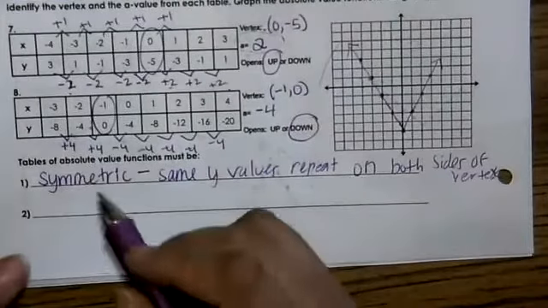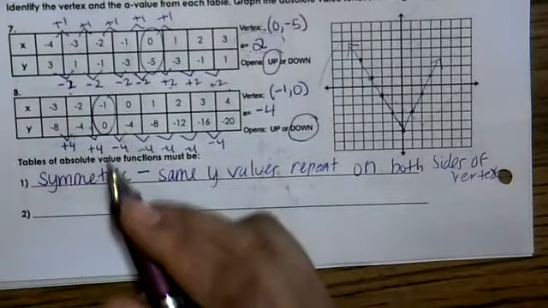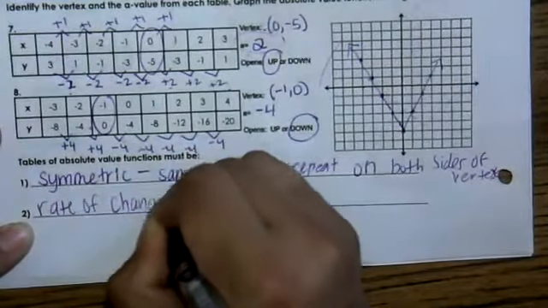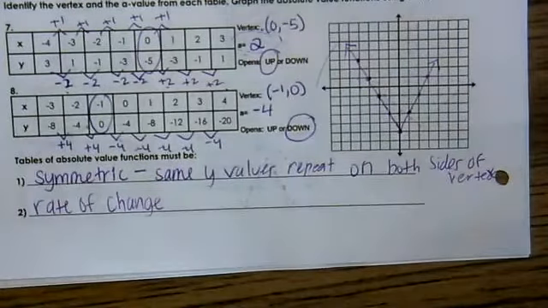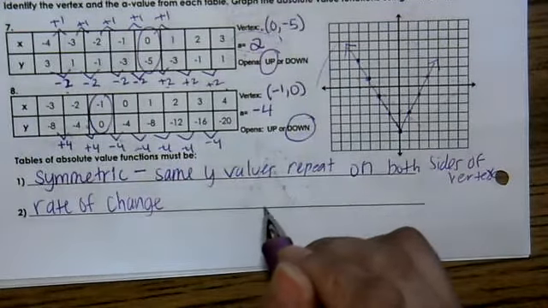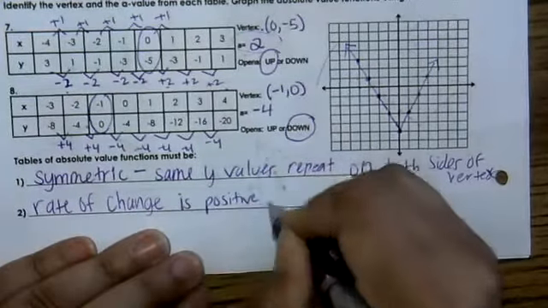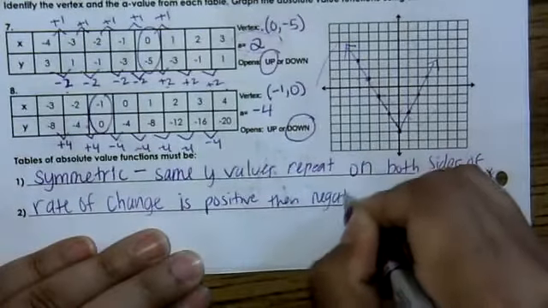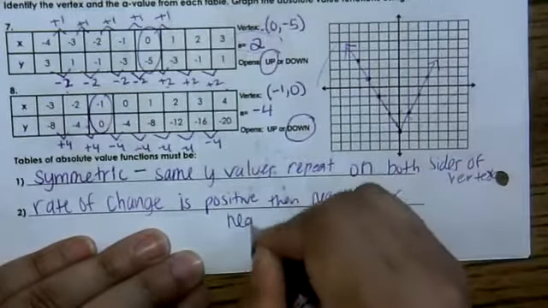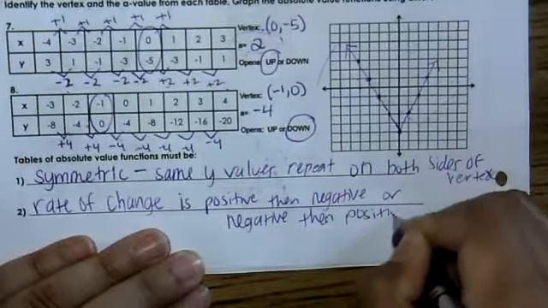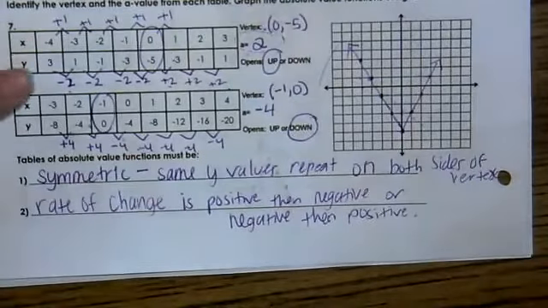Okay, and then the second thing is it reminds us of linear, that the rate of change is constant. So rate of change just means slope. It has to be positive then negative, or negative then positive. That's what we saw in both our questions here on number 7 and 8. The first one went negative first, then positive, and it has to be the exact same number every single time.